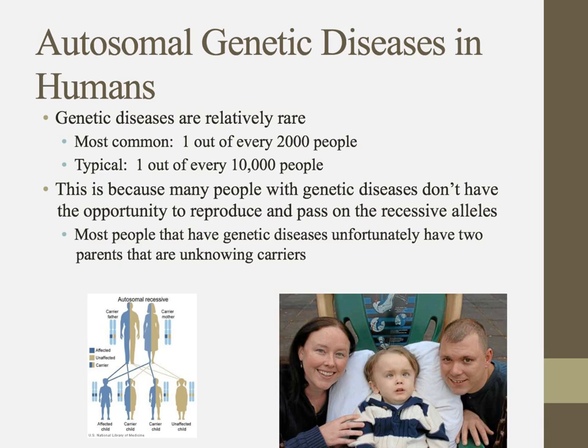The only way for people to get these genetic diseases usually is for both of their parents to be unknowing carriers. And if you're a carrier, then as we saw, we only have a 1 in 4 chance of having someone with the disease. But people that have 2 copies of the gene generally don't survive and reproduce, so those genes are effectively weeded out of the gene pool through that method.